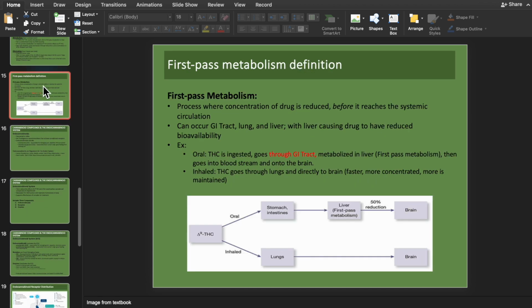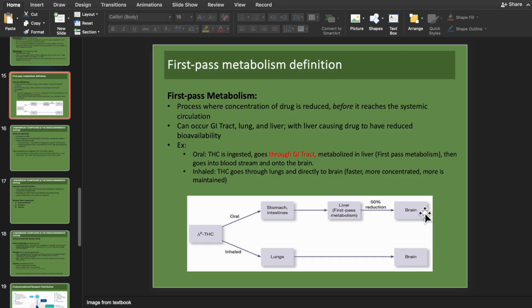So first pass metabolism. This is where the drug becomes less potent before it reaches the systemic circulation. Like it's a watered down version of itself before it goes into circulation. This can happen in the GI tract, which includes the stomach and intestines, lung and liver, where the bioavailability is reduced. So if someone eats a weed brownie, it goes to the GI tract, which includes the stomach and the intestines, broken down in the liver. This is where first pass happens. It lowers the potency because it's broken down by the enzymes, and then about 50% enters the brain. If THC is inhaled, it goes through the lungs directly into the brain. It doesn't go through all this. It doesn't get broken down by these enzymes that are in the liver.